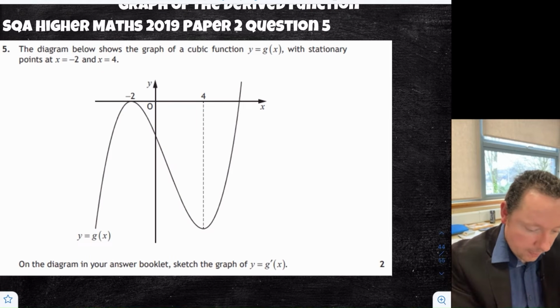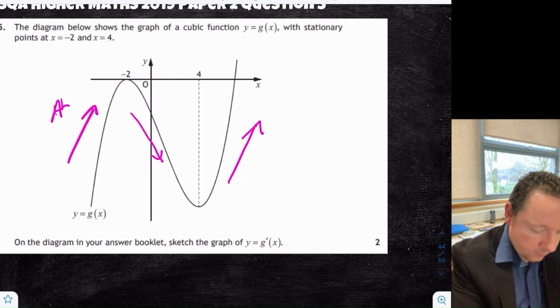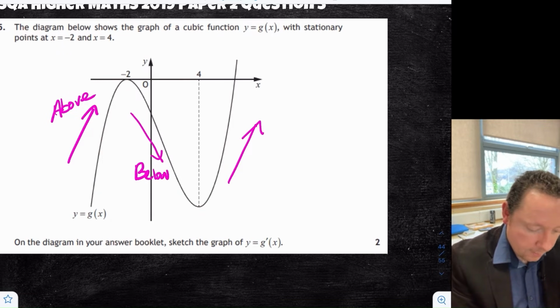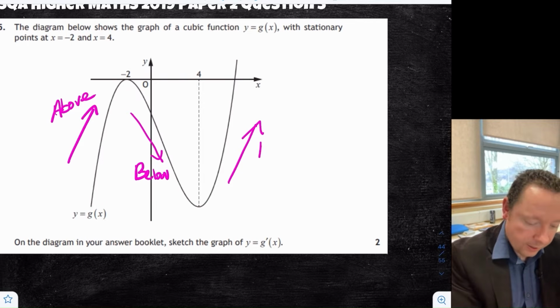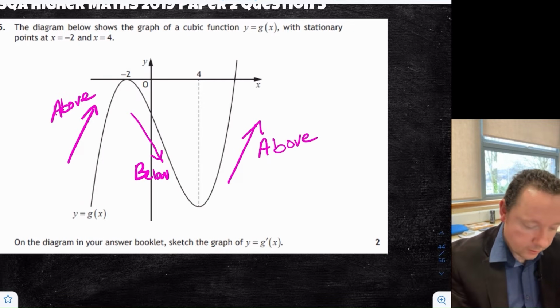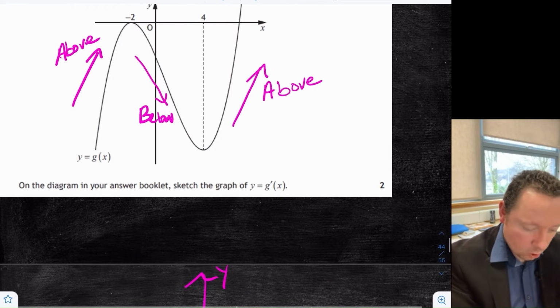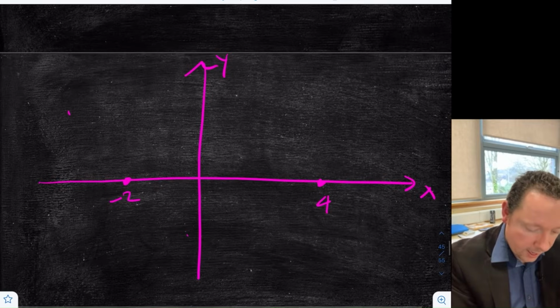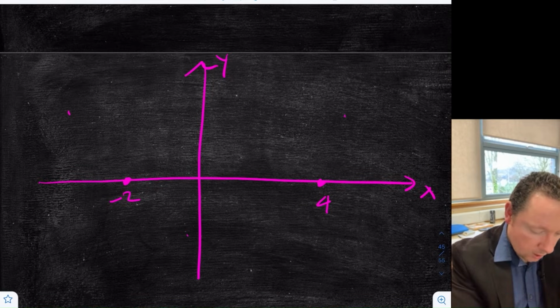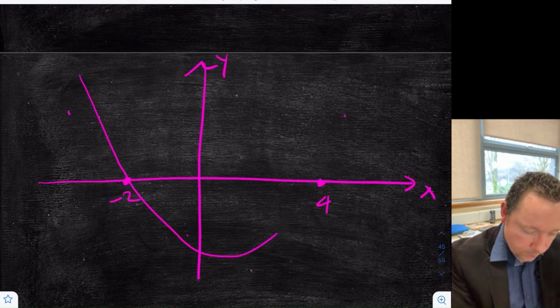So that means that if we examine before -2, it's going up the way, it's then dropping down the way, and the derivative will be going back up the way. So it's above the x-axis before -2, it's below in between the roots, and it's above again after 4. So that's how I like to think of this. So I know I'm starting high, I'm dropping below between the numbers, and then I'm going high again, so my curve must come down like so.